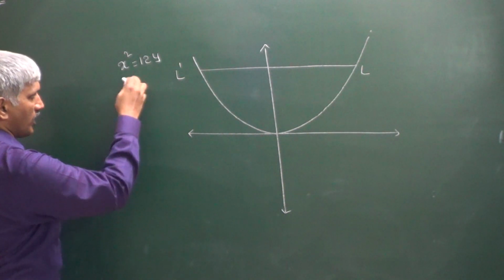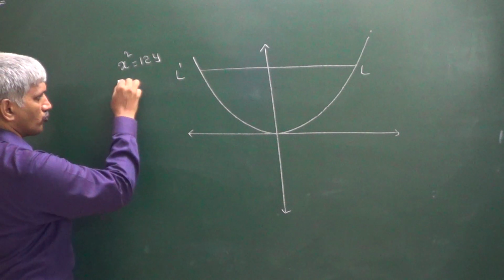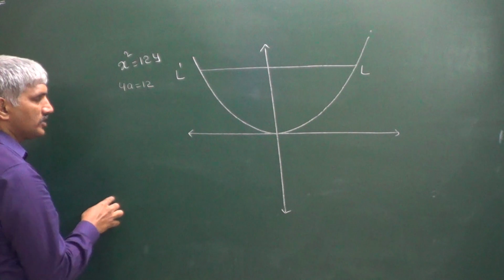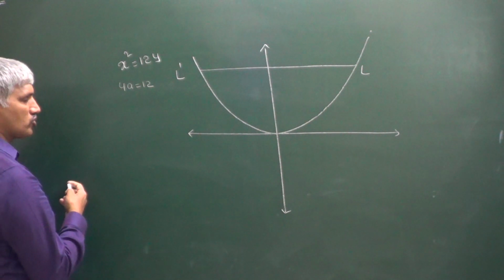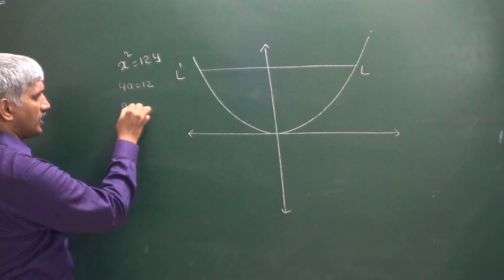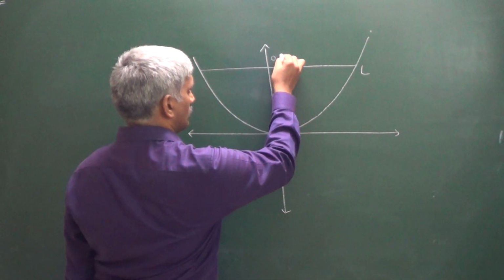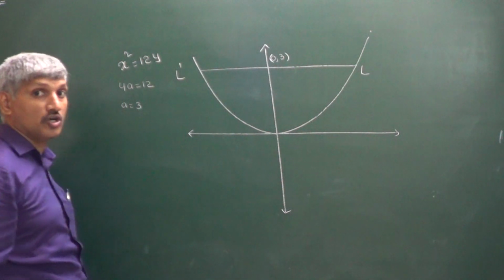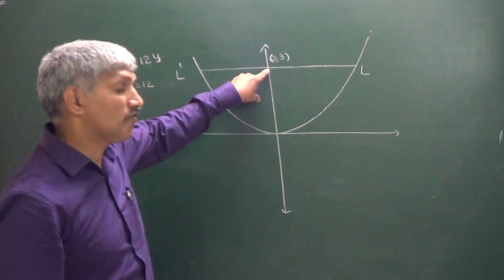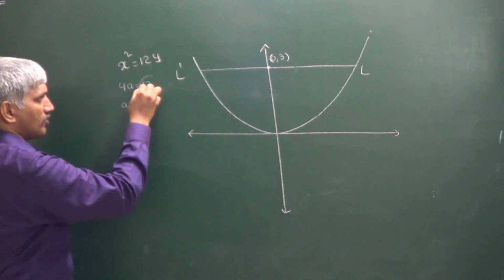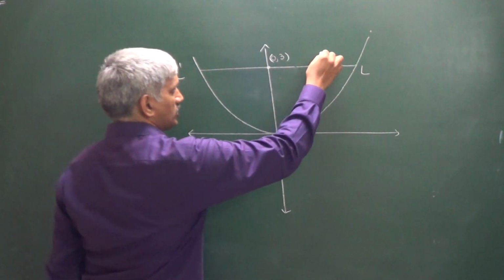You know the parabola equation is x square equals 12y. So I can say 4a equals 12, right? The length of the latus rectum is 12. Therefore we get a equals 3. That's why we got the focus as (0, 3). Not vertex, sorry, focus. The length of the latus rectum is 12, which means this is 6.